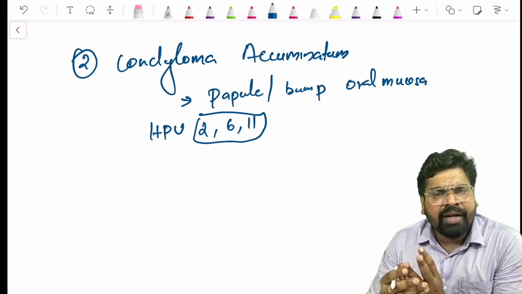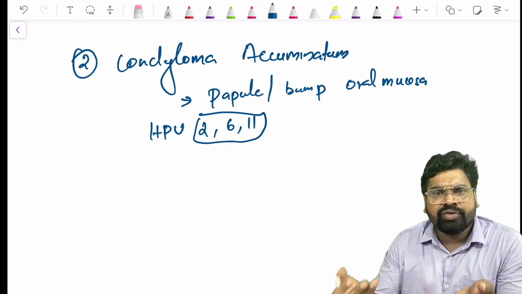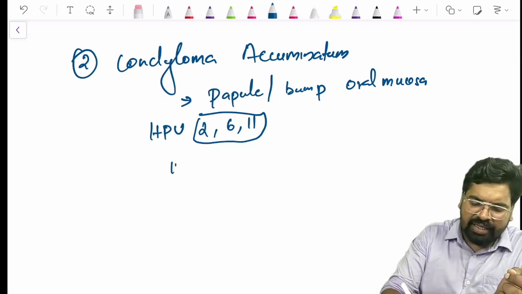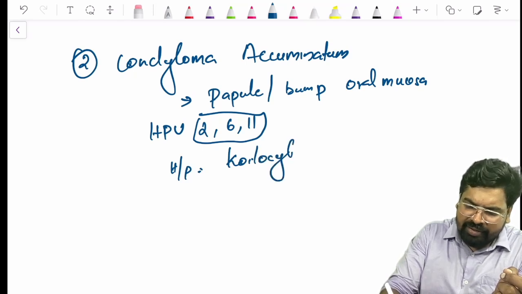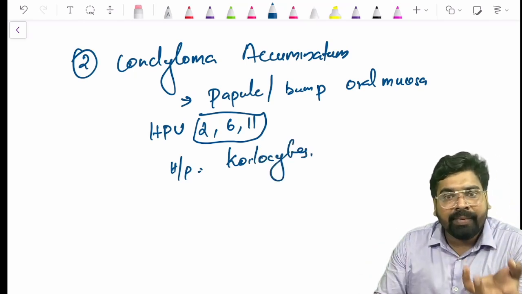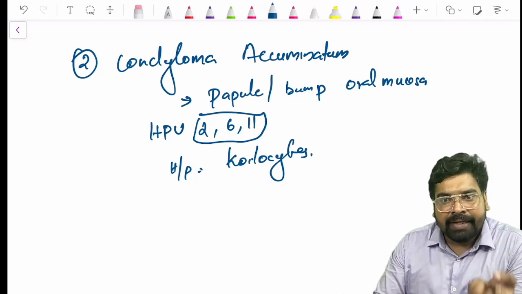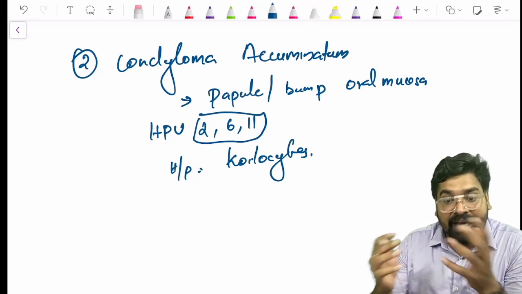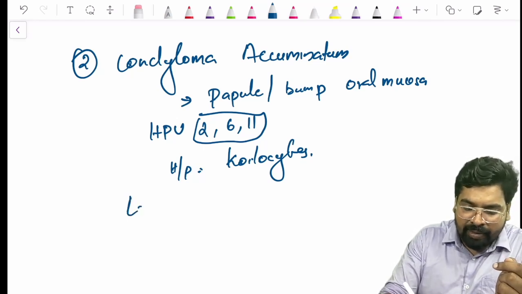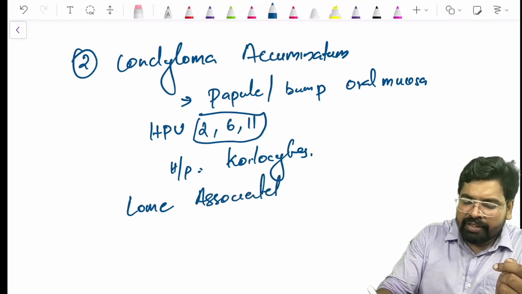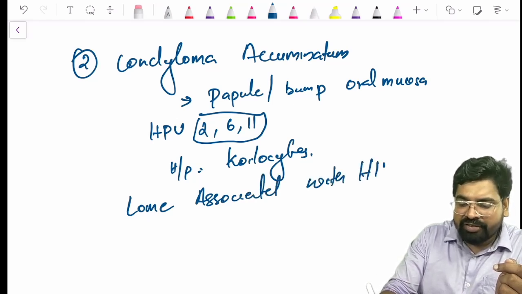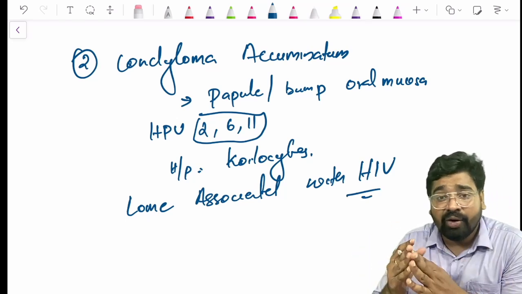And condyloma acuminatum, if you see histologically, will also show koilocytes. Condyloma acuminatum has a feature that this epithelial lesion is most associated with HIV. In HIV patients, there is a high chance that you see this condyloma acuminatum.